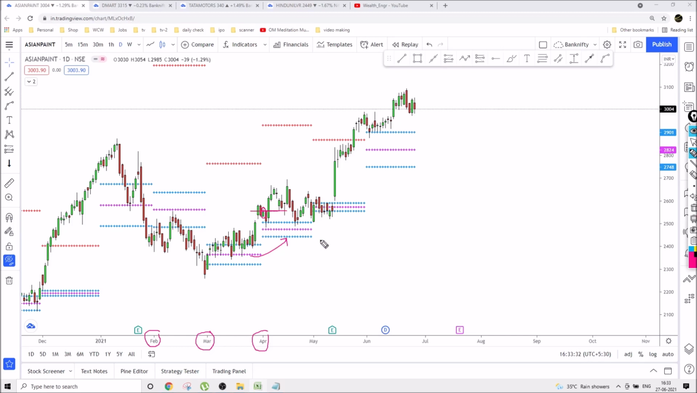Where is your stop loss? This is your stop loss. The bottom line is there, right? That is the stop loss. So you'll enter at the first bullish candle of the month, and then your stop loss is at the bottom CPR.